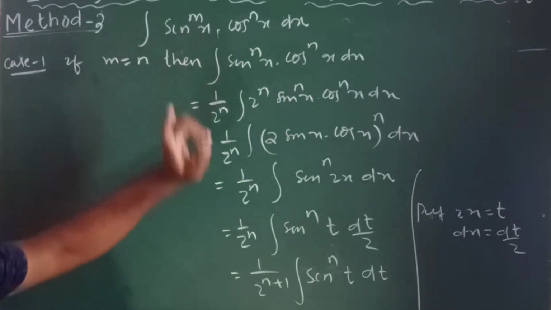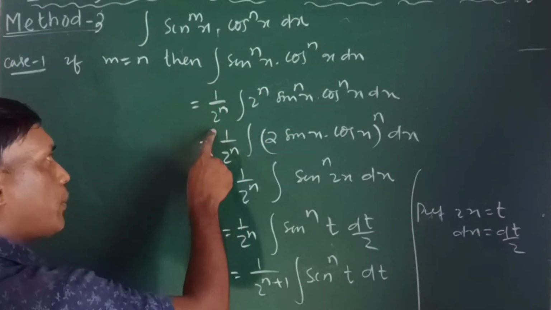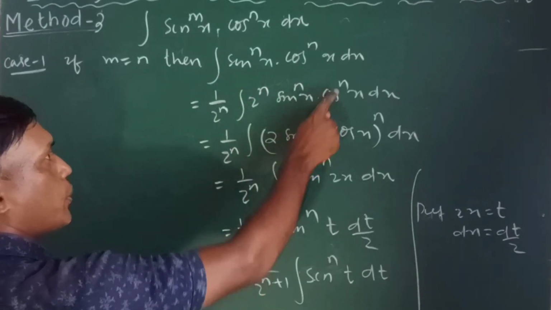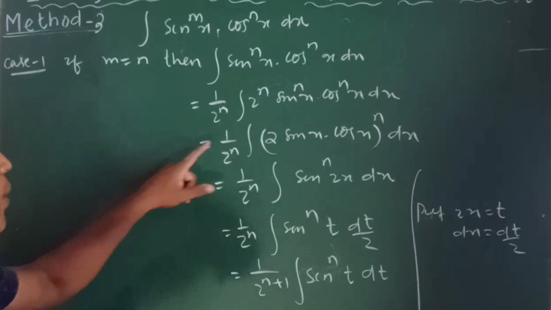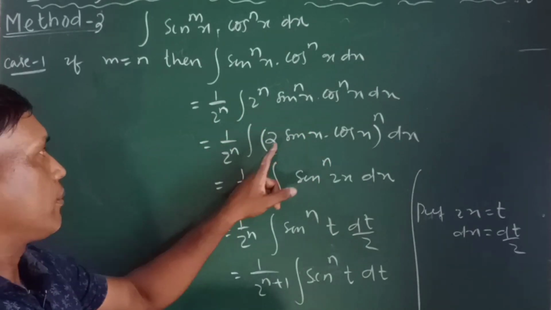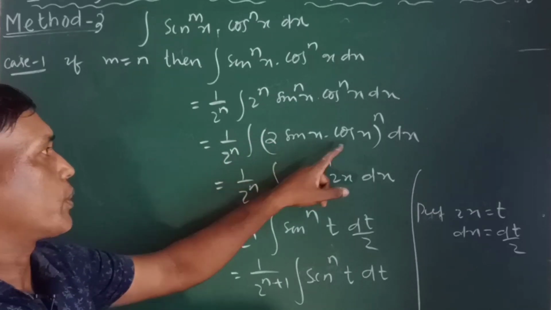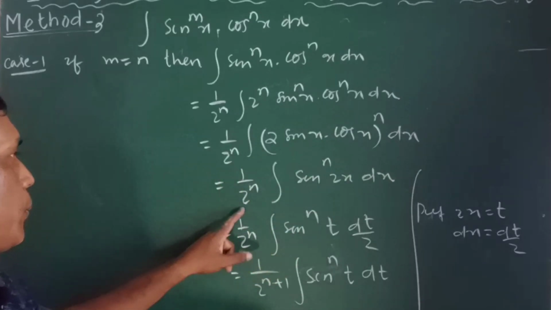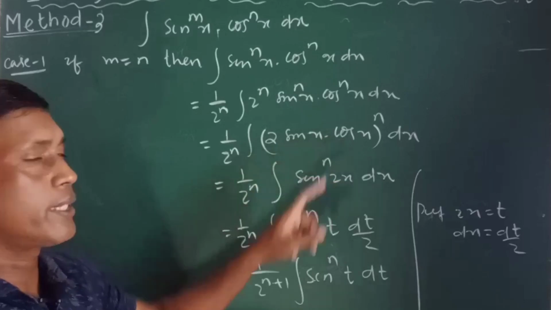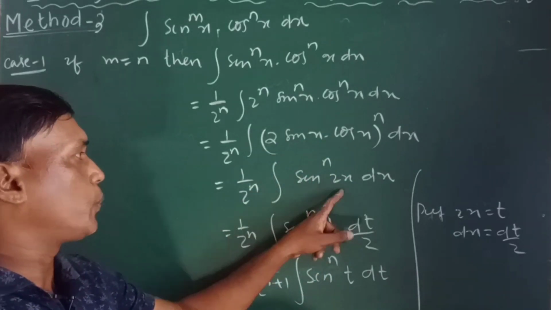So if those two are equal, then multiply 2 to the power n and divide 2 to the power n. 1 by 2 to the power n into integration of 2 to the power n sin to the power n x into cos to the power n x dx. This is equal to 1 by 2 to the power n into 2 sin x cos x to the power n dx. 1 by 2 to the power n into integration of, 2 sin x into cos x is sin 2x. So this is sin 2 theta. That means this is sin 2x to the power n.